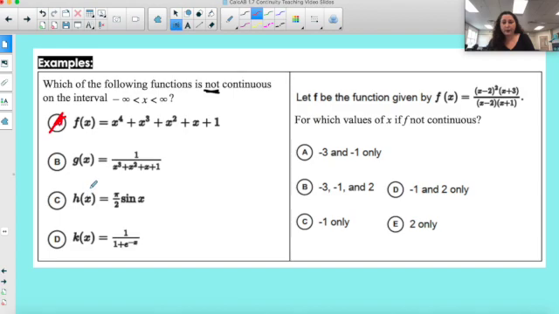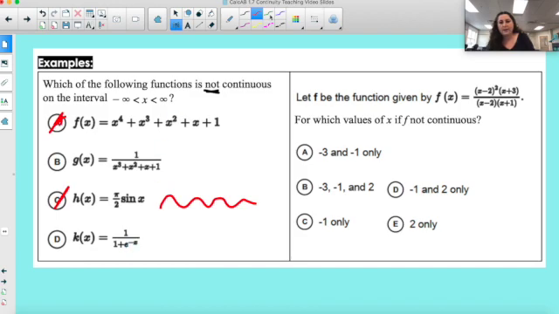I didn't mention this, but trig: a sine graph looks like this. You can see you could draw that without picking up your pencil. There's no holes or gaps or anything. That's always continuous. All right, now we're down to these 2. They're both rational. So somewhere in this denominator, if the denominator equals 0, then the function is not continuous.